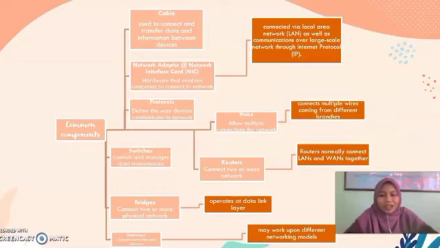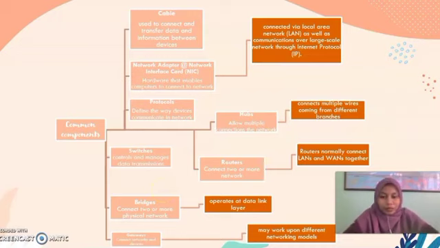Okay, the next one is hub. It allows multiple connections in the network, connecting multiple wires coming from different branches, such as in star topology. And the next one is router, which connects two or more networks, normally connecting two lines and wires together. And the next one is switches, which control and manage data transmission.